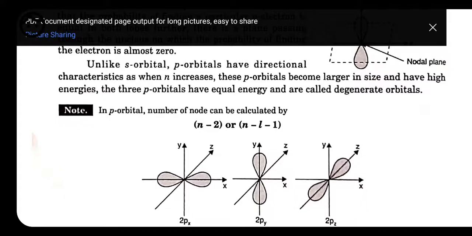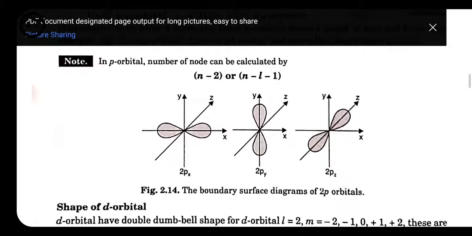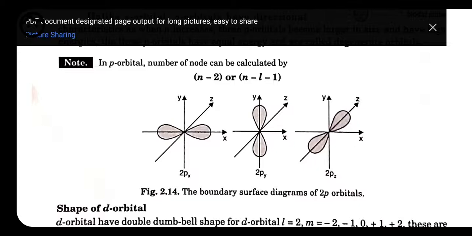Whenever we plot the graph between the nucleus and the orbits for the p orbital, see, here we have px. For px, it is dumbbell shaped in which the lobe is present on the x-axis. In py, the lobe is present on the y-axis, and in pz, the lobe is present on the z-axis. So this is all about the p orbital and its shape.